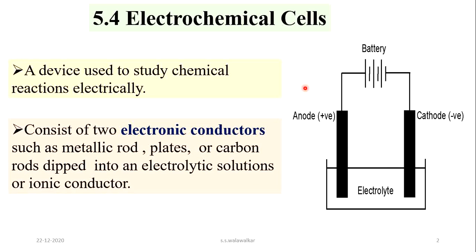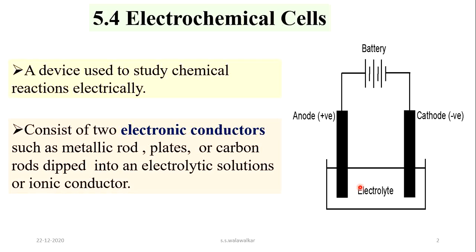It consists of two electronic conductors made up of metal or carbon or graphite. So an electrochemical cell consists of two electronic conductors such as metal rods, plates or carbon rods dipped in an electrolytic solution. That is called an ionic conductor.